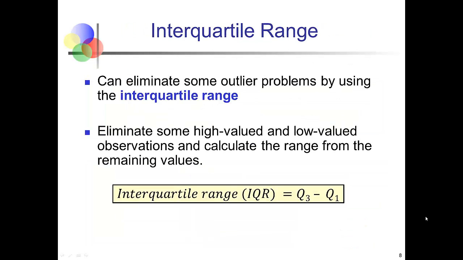One of the things we can do to eliminate the issue of having outliers cause that value to change significantly is focus on the interquartile range. It's going to cut off, remember, the bottom 25% and the top 25% of the data. So the interquartile range is Q3 minus Q1. It focuses on the spread of the center 50% of the data.